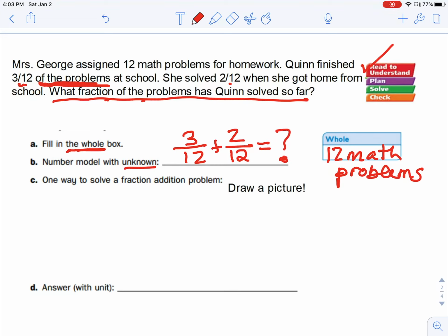So one way to solve this would be to draw a picture. You could draw a picture with a circle or a rectangle, right? Any way to represent equal parts. I'm going to choose to draw a circle. And I know the whole has 12 pieces, right? So I'm going to split this up as best I can into 12 equal pieces. There we go.